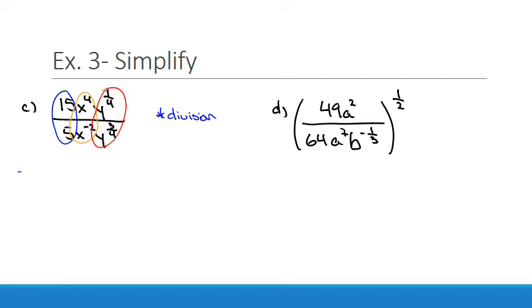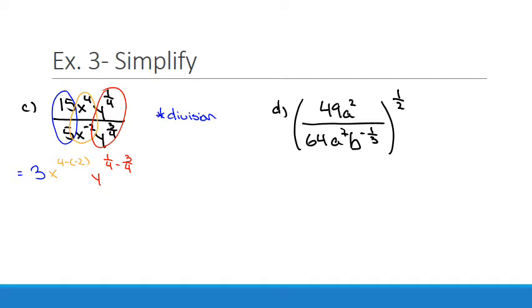Okay, so 15 divided by 5, 3. X to the fourth divided by x to the power of negative 2. Well, I then just got to remember that it's division, so I subtract. So I'll have that set up. Y's division again, so I got to subtract 1/4 minus 3 over 4.